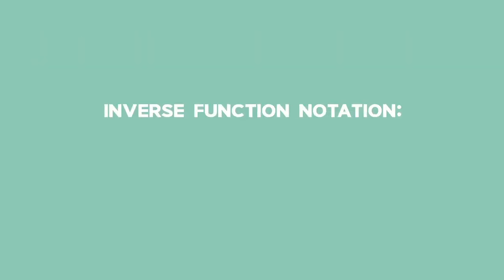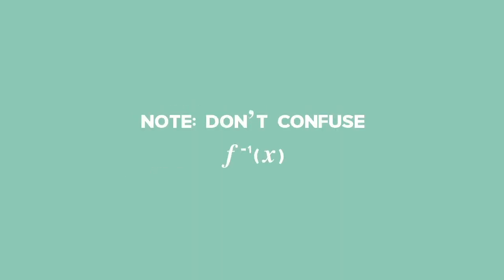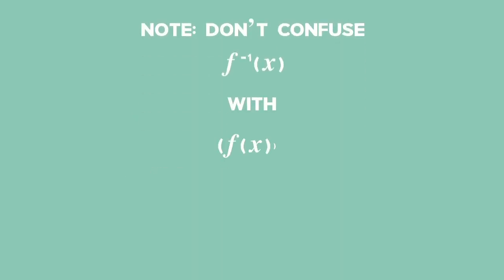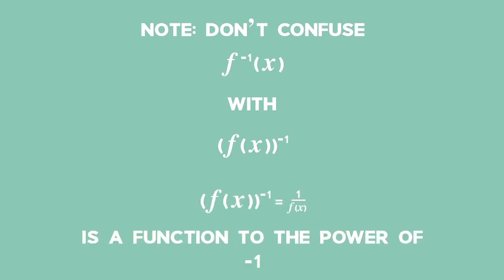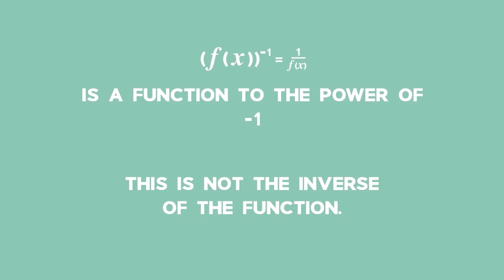The convention of writing the inverse of a function f is f inverse of x. This is not the same as writing f of x to the power of -1, which is the reciprocal of f of x. In other words, 1 divided by f of x. Any function to the power of -1 is the reciprocal of a function.